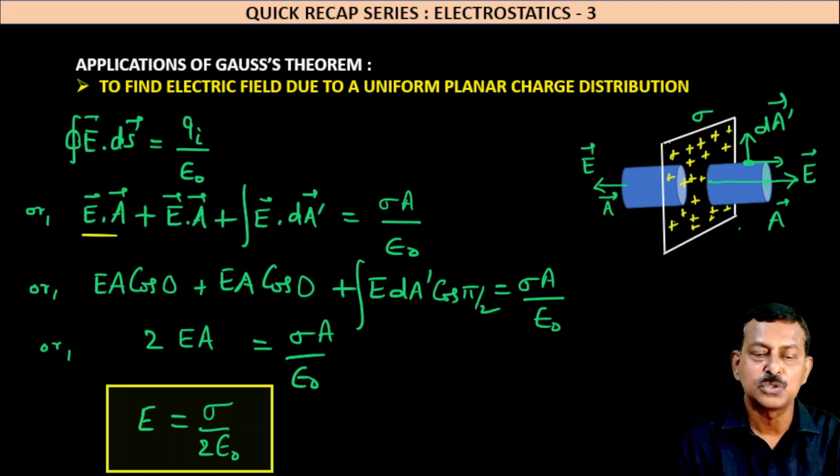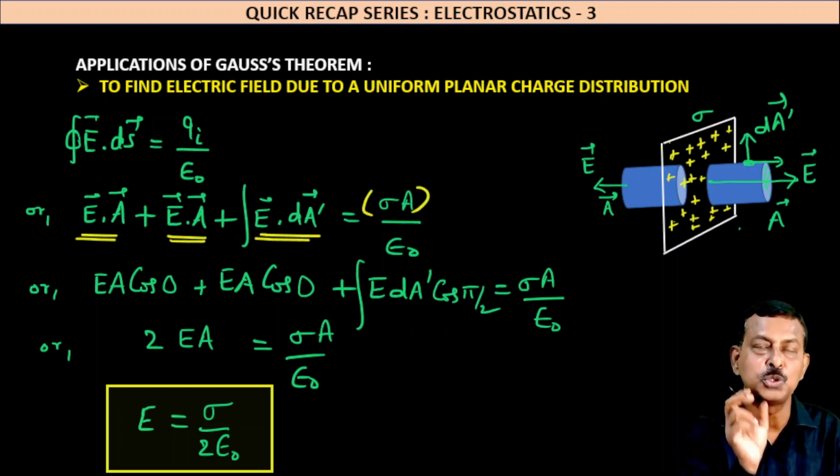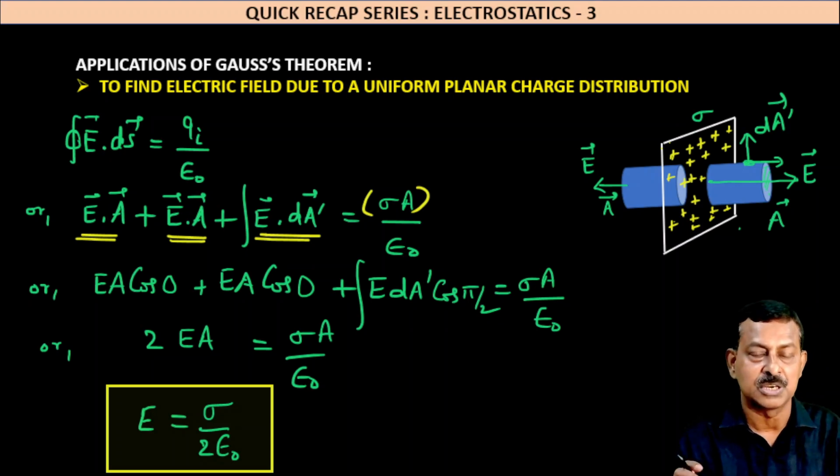For the first one, it is E dot A. Second is again E dot A, the other flat surface. Then it is E dot dA dash integral, for the curved surface. And the charge enclosed is sigma into A. Sigma we have taken as the surface charge density, so sigma into A gives the charge enclosed by this Gaussian surface, divided by epsilon naught.